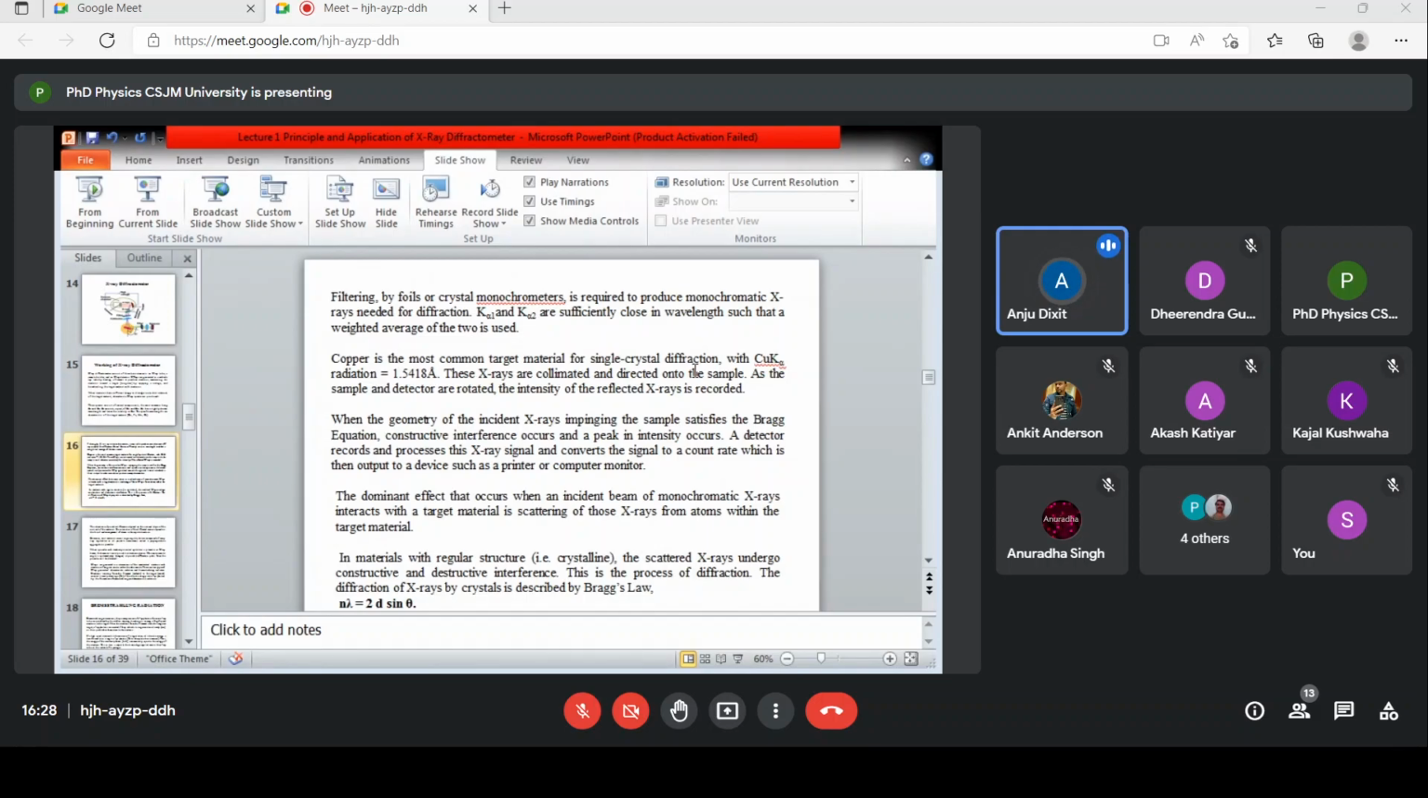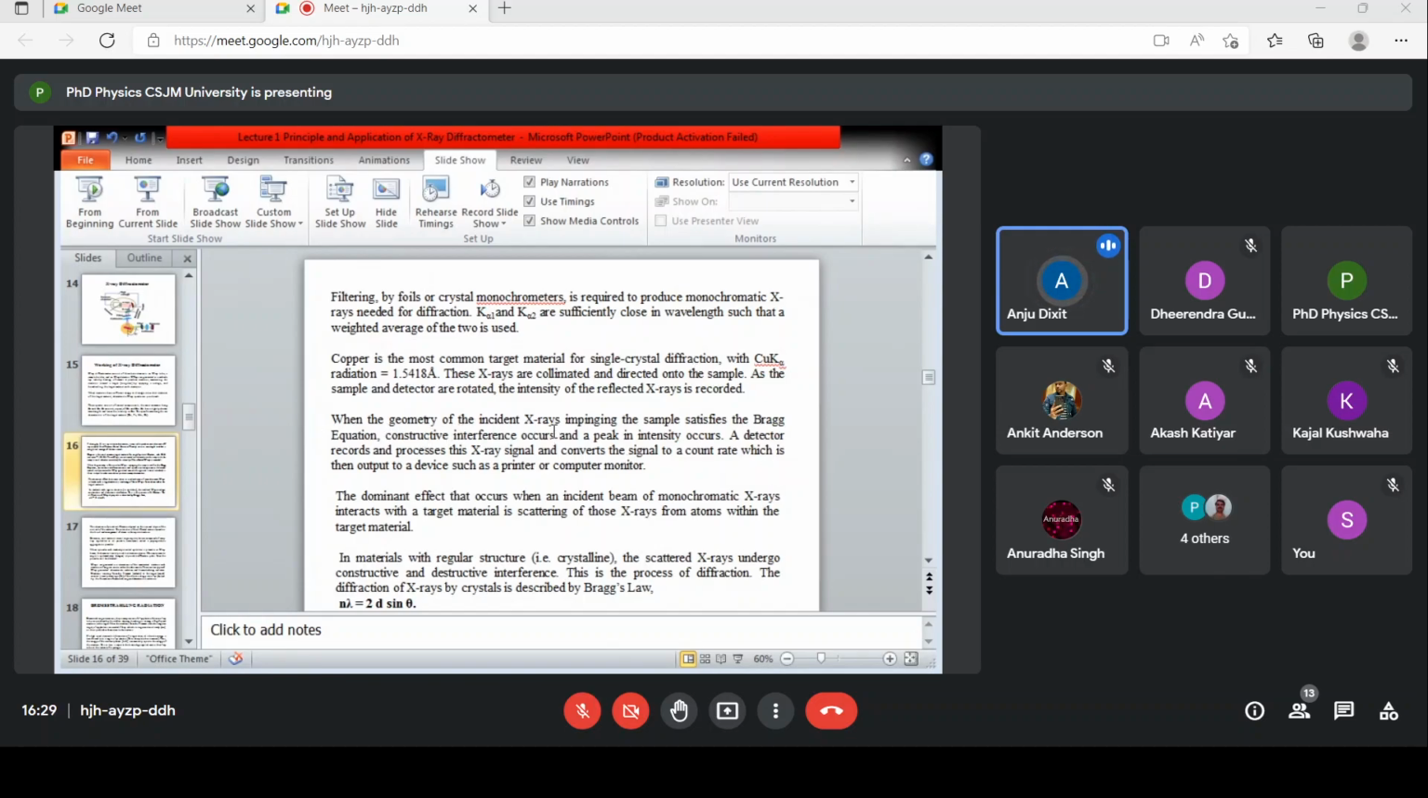तो जैसे ही आपका सैंपल और डिटेक्टर्स रोटेट करते हैं, जो आपकी इंटेंसिटी है रिफ्लेक्टेड एक्सरे की, वो उसमें रिकॉर्ड की जाती है. So it is making this angle 2 theta. That is why 2 theta angle is there, which I am going to explain you more in detail.